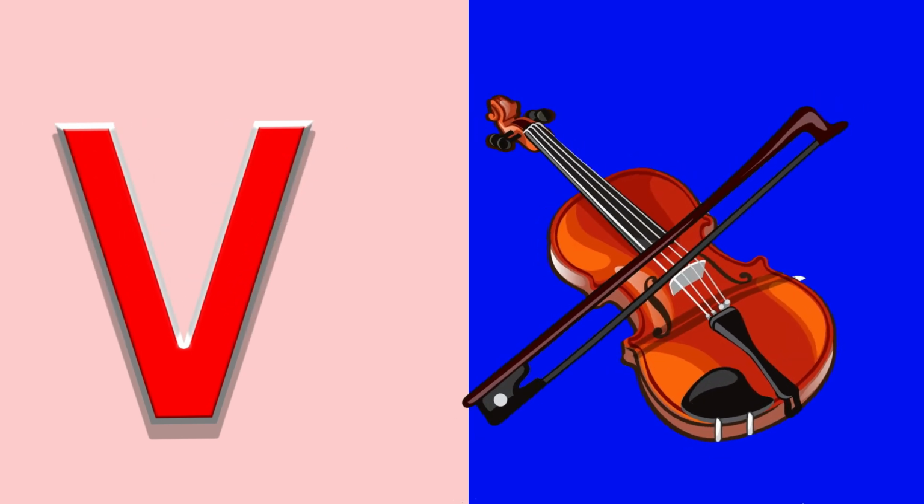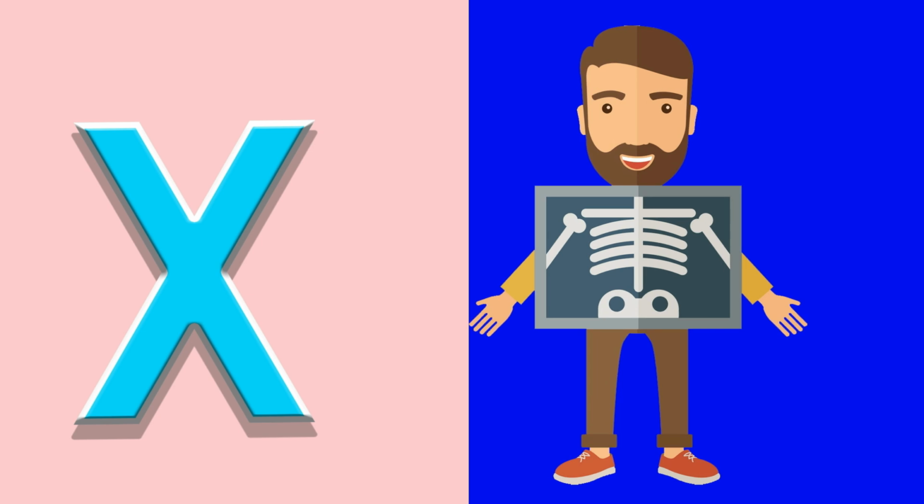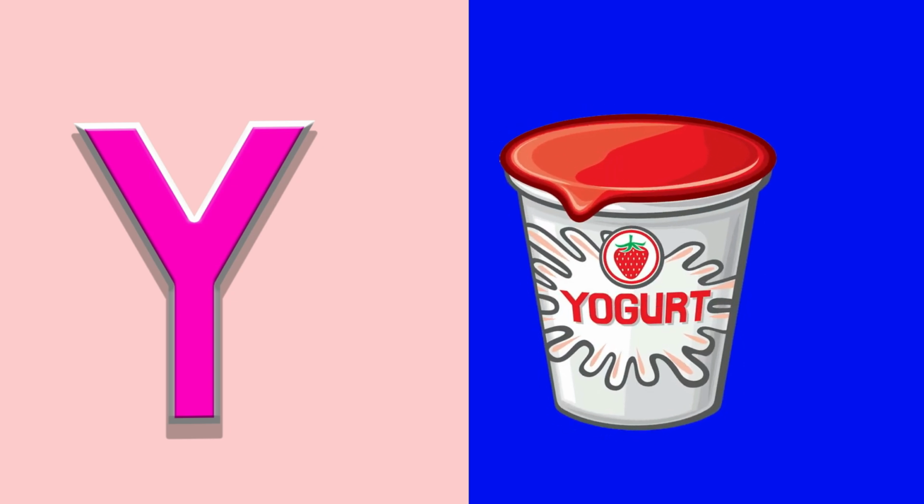U, u, u, umbrella. V, v, v, violin. W, w, w, watermelon. X, x, x, x-ray. Y, y, y, yogurt. Z, z, z, zebra.